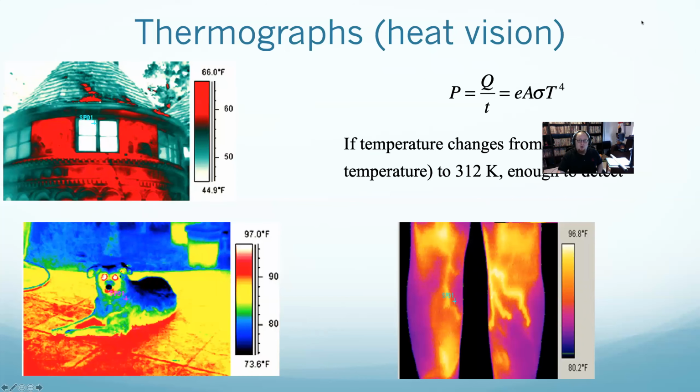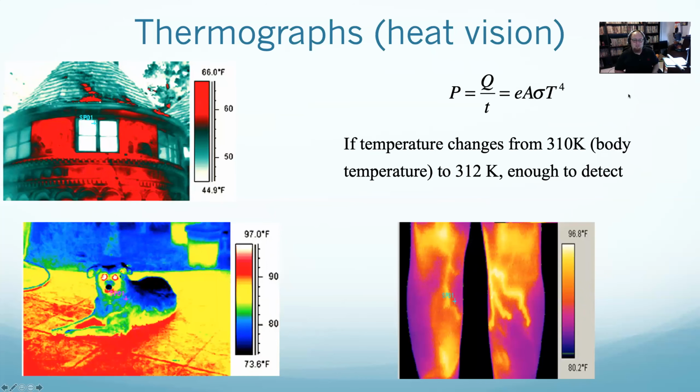Thermographs are pictures taken where you can map heat. We have been able to make devices like heat vision, go all Predator style on this. We can make devices that look at radiation in the infrared and shift it to the visible. People sometimes use this to look at houses and see where heat is leaking through, where they need more insulation. It's also used in medical fields. It can help find cancerous cells. 310 Kelvin is about body temperature. 312 Kelvin is about the temperature cancerous cells are at. If we look at the heat radiating from a body, we can see where things are going bad.